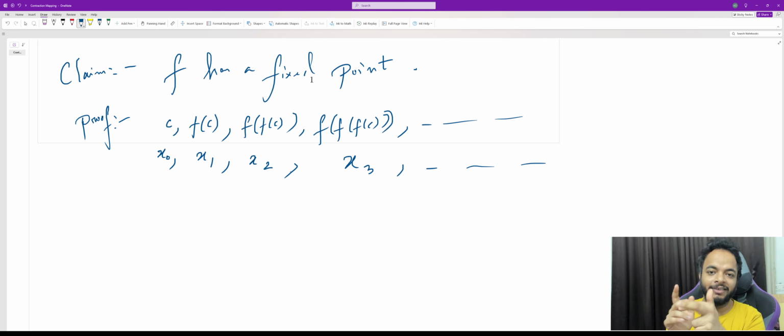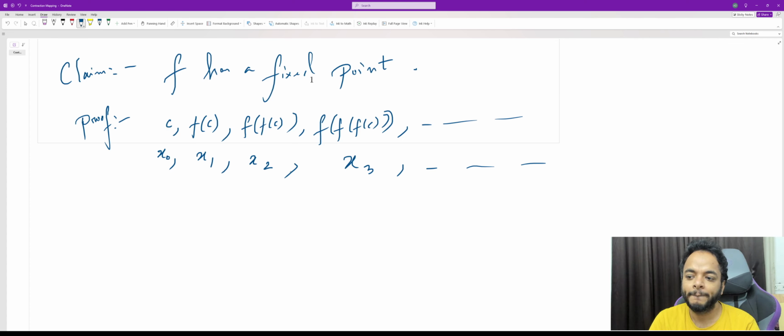So for any given epsilon greater than 0, if you are always able to figure out a stage after which you pick up any two terms of the sequence, their difference is less than epsilon, then you are able to prove that it's a Cauchy sequence. Okay. So now, again, coming back to proving that it's a Cauchy sequence.